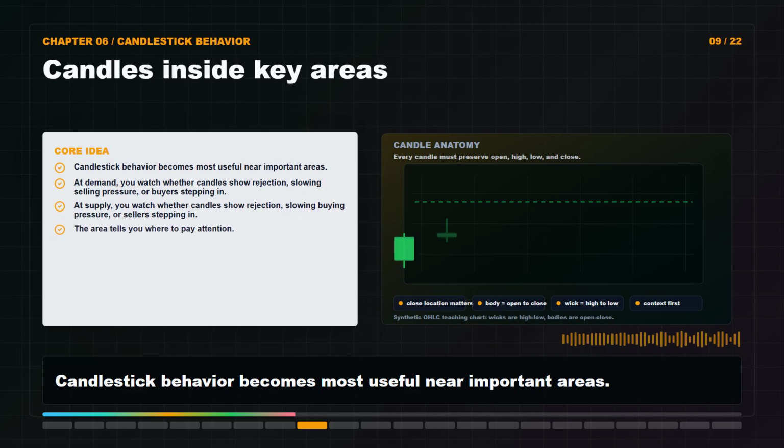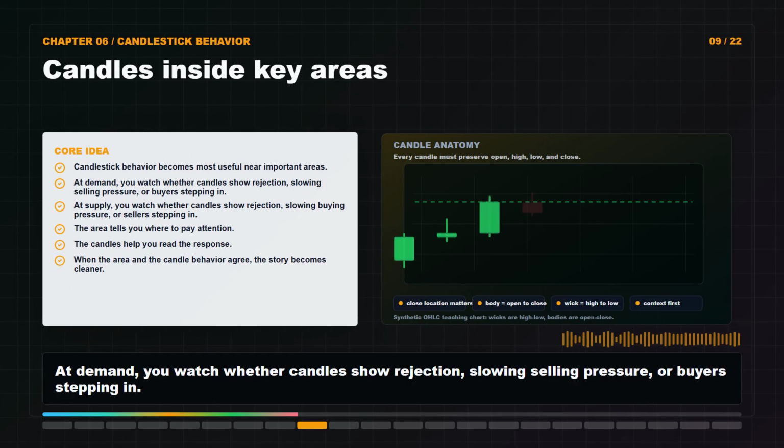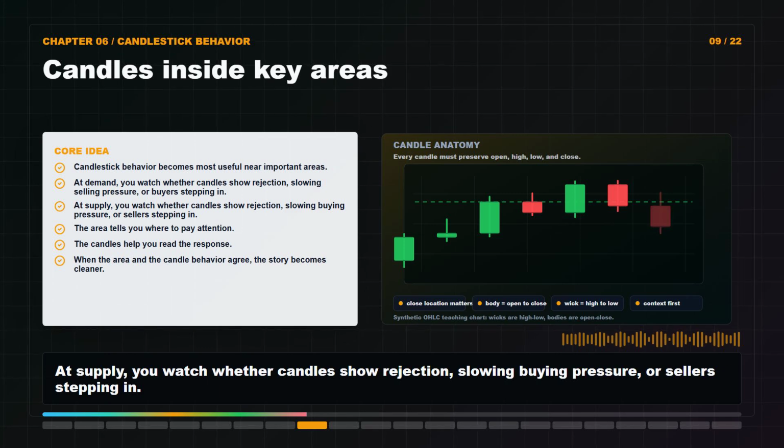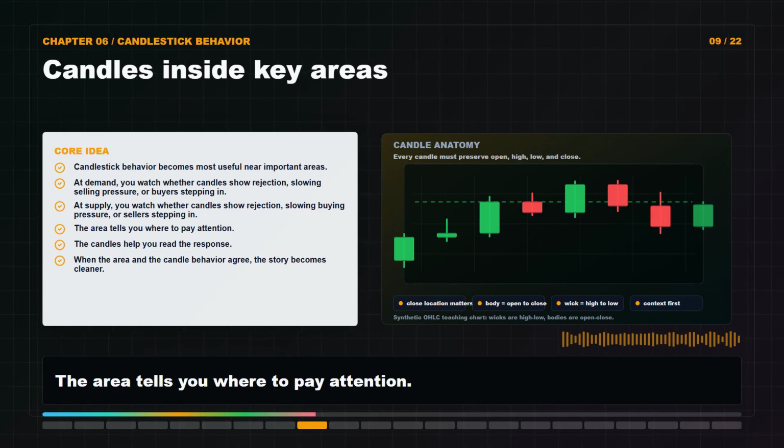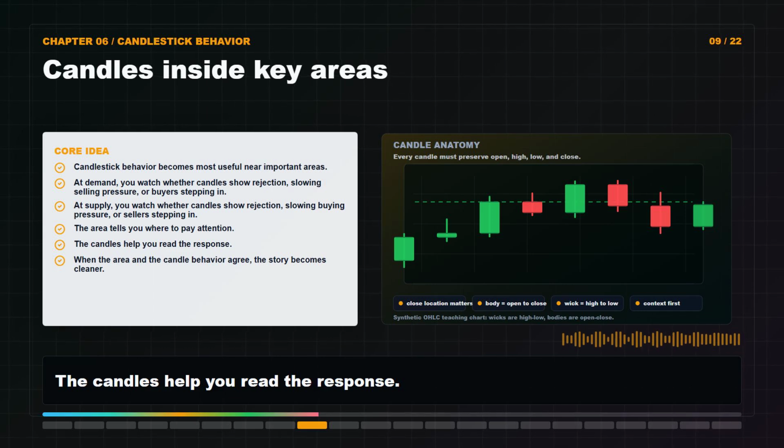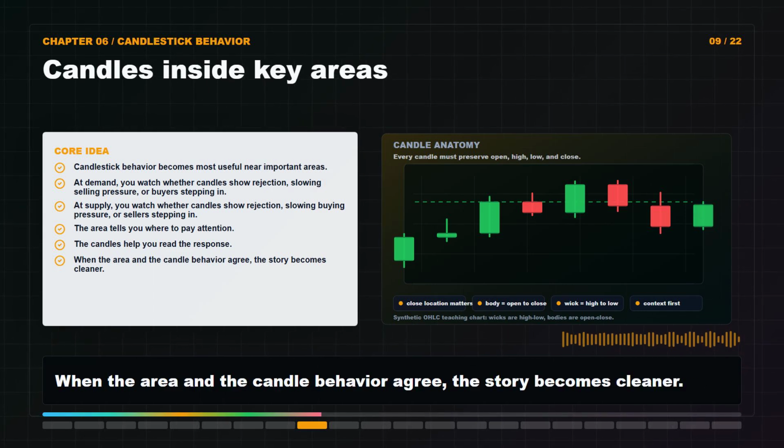Candlestick behavior becomes most useful near important areas. At demand, you watch whether candles show rejection, slowing selling pressure, or buyers stepping in. At supply, you watch whether candles show rejection, slowing buying pressure, or sellers stepping in. The area tells you where to pay attention. The candles help you read the response. When the area and the candle behavior agree, the story becomes cleaner.